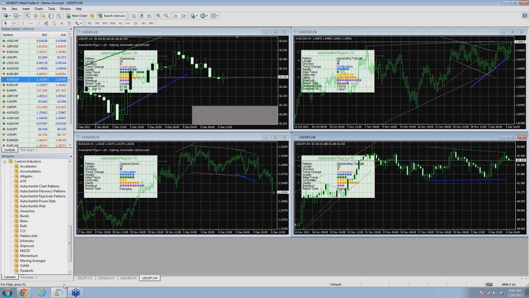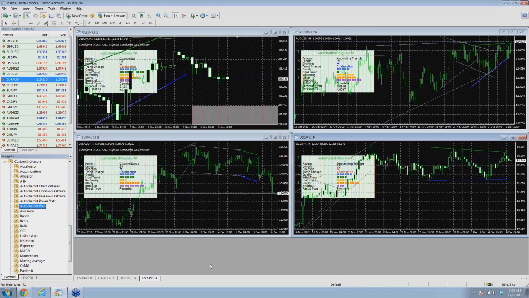Now, once the plugin is activated and executed, it puts into the custom indicator section here in this navigator box that I'm pointing at, it lists the Autochartist chart patterns, Fibonacci patterns, key level patterns, power stats, and Autochartist web. So you can see that it's very quick, very easy steps. So I already had it installed here, and I didn't want to overwrite it. But like I said, it's automatic, and it works very fast.